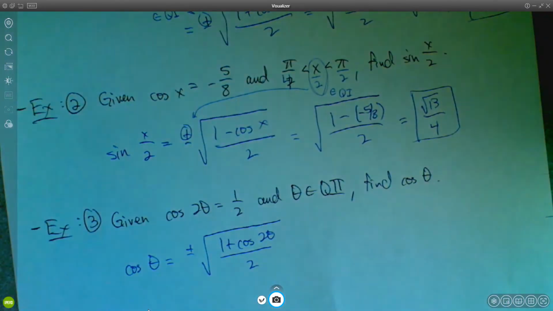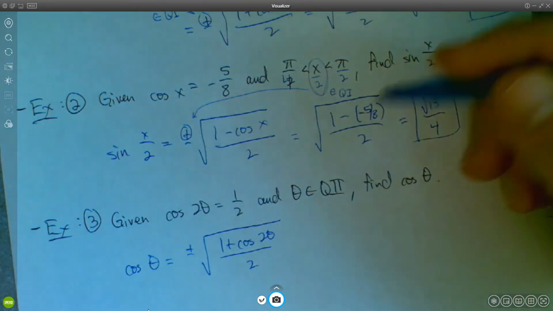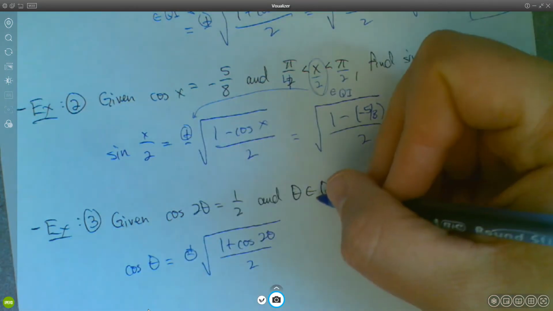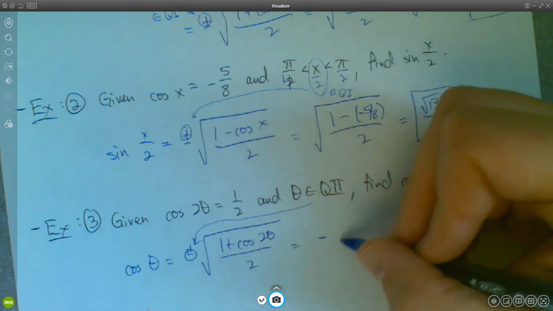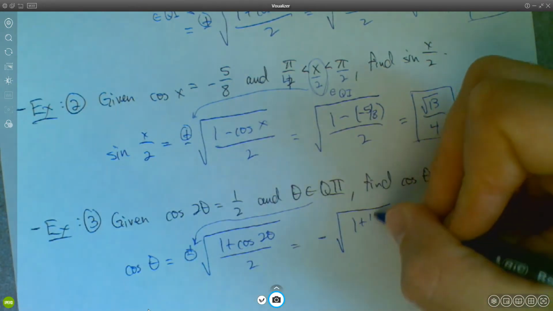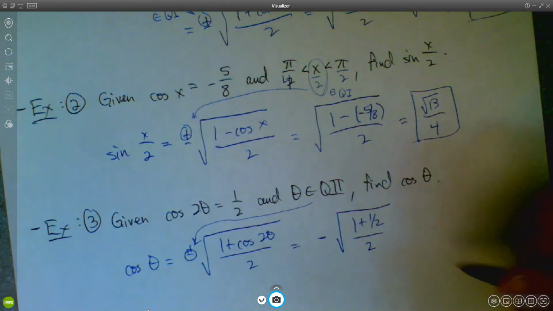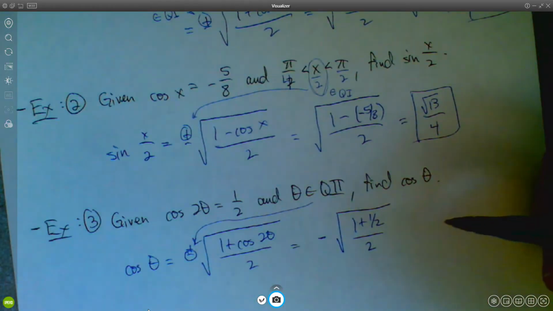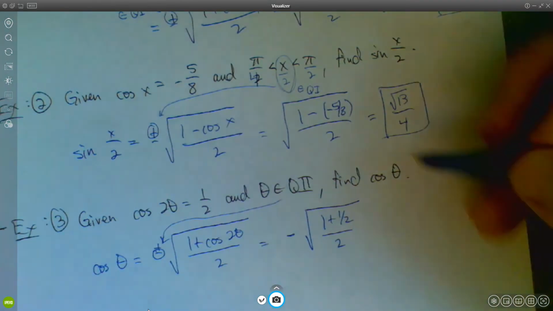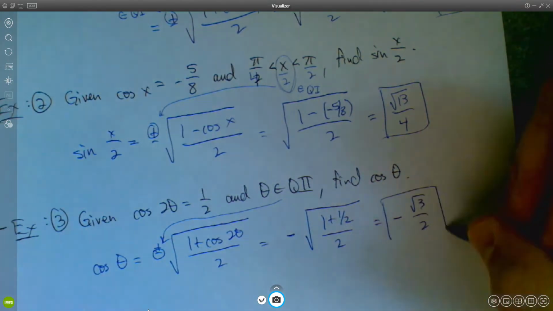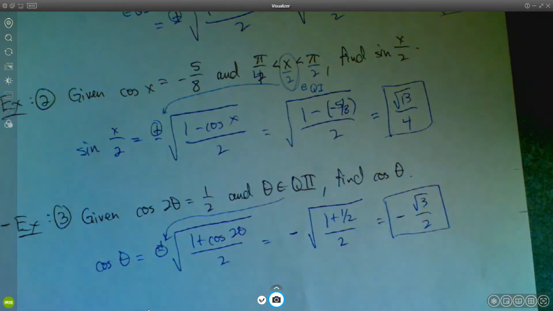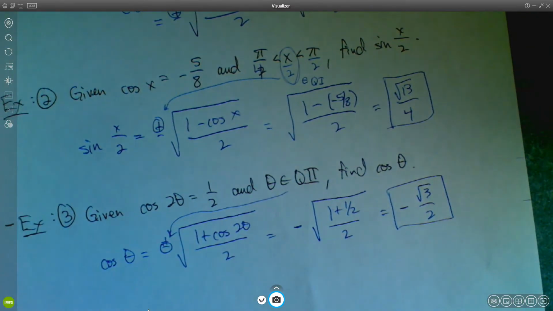All right, theta's in quadrant 2. That means cosine theta is negative. So this is going to be negative square root of 1 plus 1/2 divided by 2. 1 plus 1/2 is 3 halves. 3 halves divided by 2 is 3/4. Square root of 4 is 2. So I think you get negative root 3 over 2. Very interesting. There's probably more than one way to do that problem.